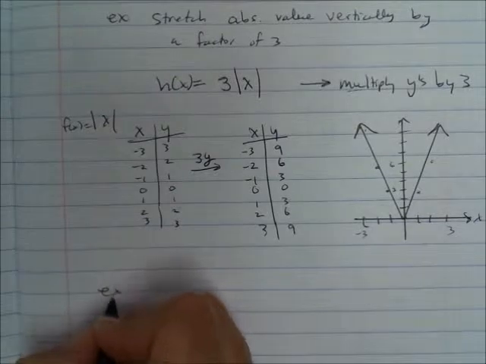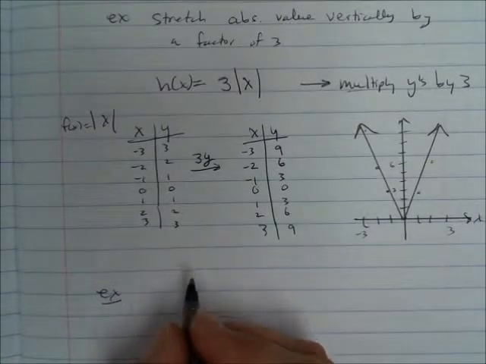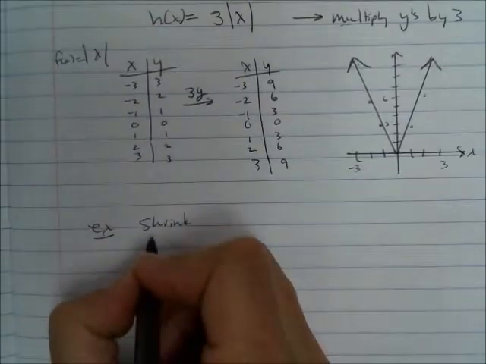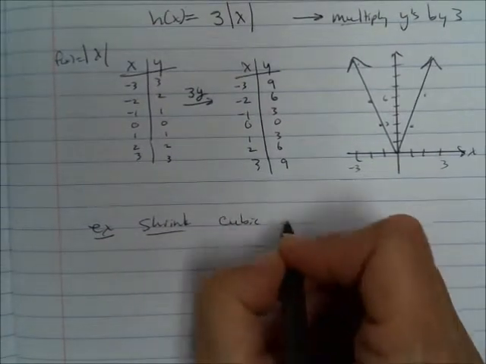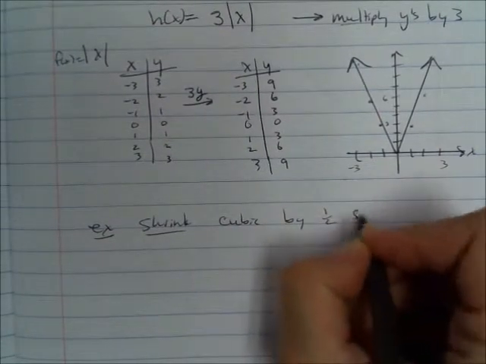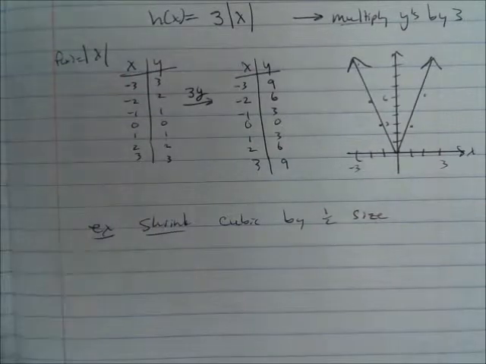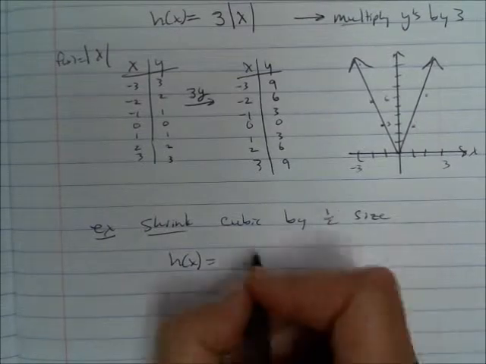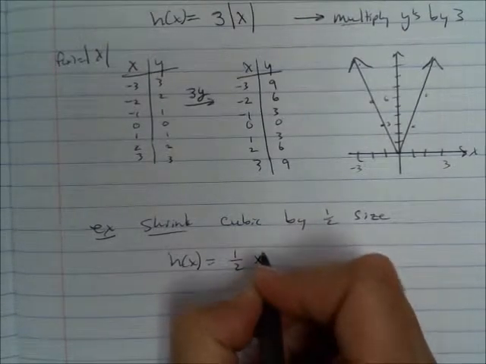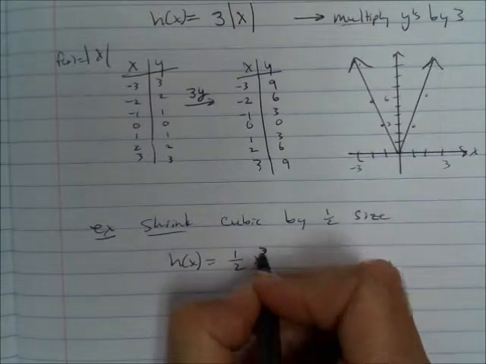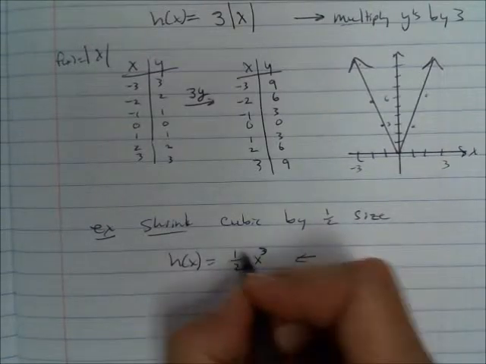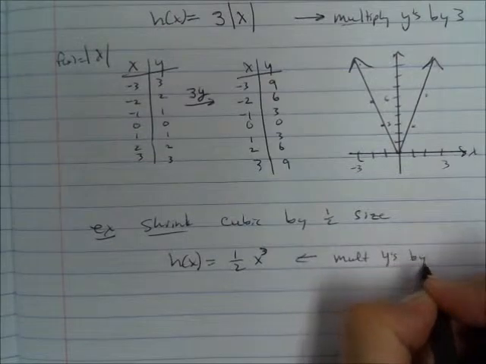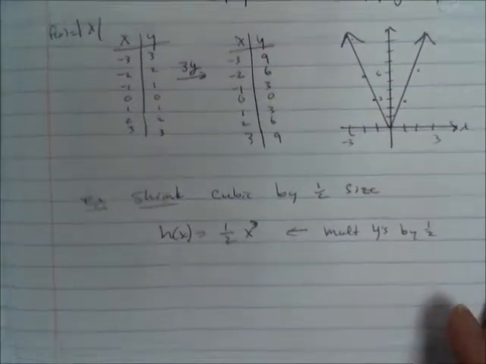Let's have another example. Let's shrink a cubic by half the size. So we'll shrink a cubic by 1/2 the size. We'll make it shorter by a half. So that h of x function is equal to 1/2 of the cubic function x cubed. And so this means we're going to multiply all the y's by 1/2, or in other words, divide by 2.